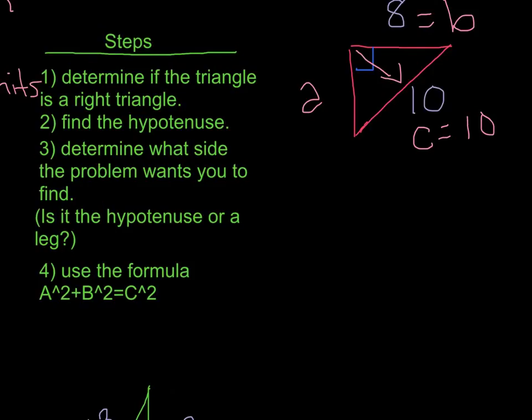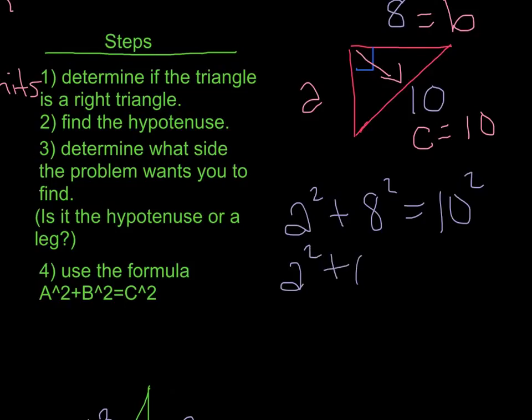So if I go back to my formula, it is A squared plus B, which is 8, squared is equal to C, which is 10, squared. Okay, so I'm going to go ahead and bring down A squared. 8 times 8 is 64. 10 times 10 is 100. Okay, I need to isolate A by itself. So I'm going to subtract 64 from both sides, because whatever I do to one side of the equation, I need to do to the other.